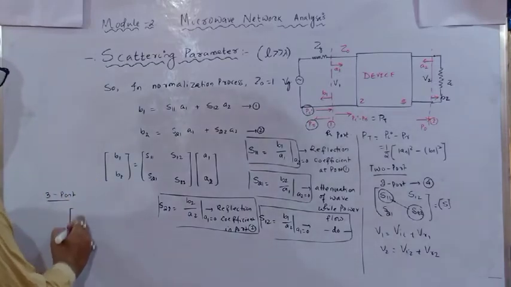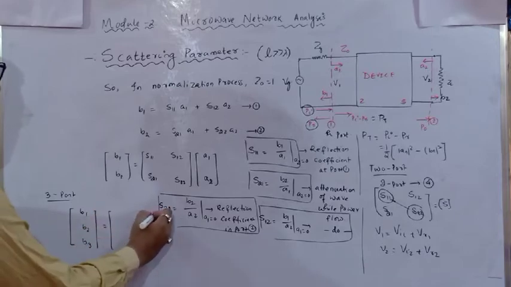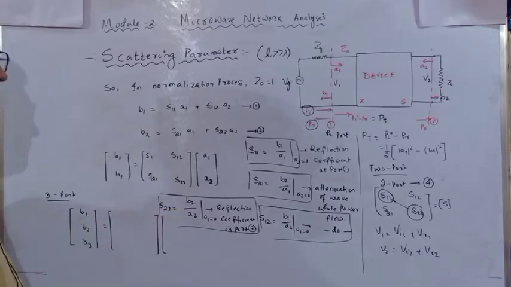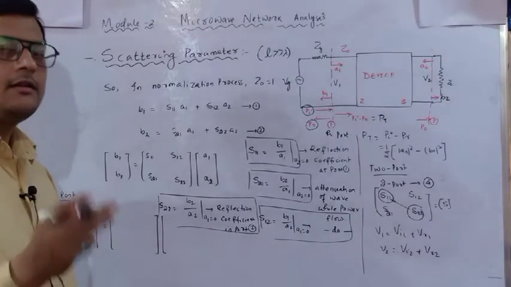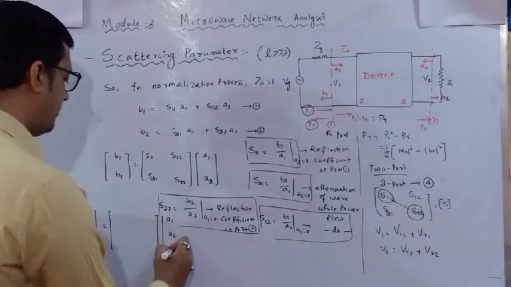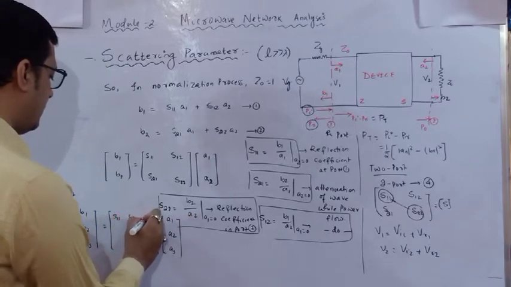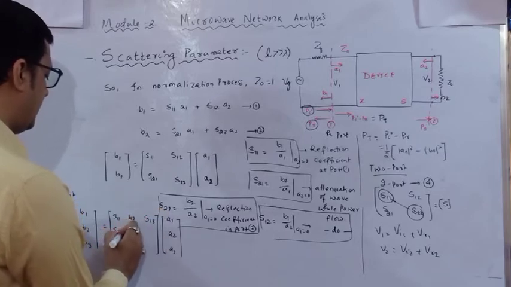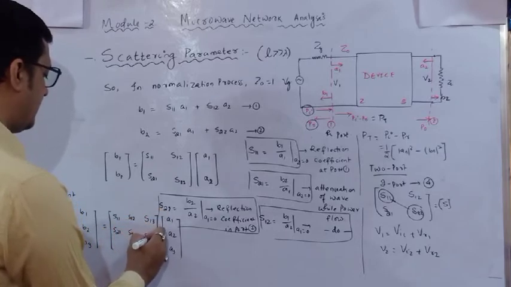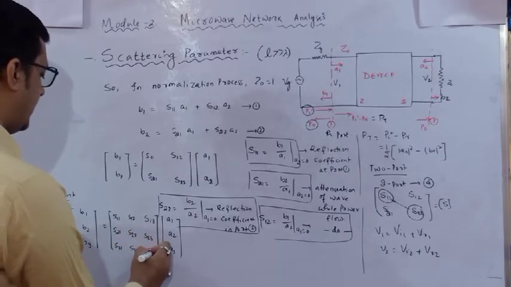That means how many elements am I going to identify? It is B1, B2 and B3, because three port means there will be three incident normalized potentials and three reflected normalized potentials. So it is A1, A2, A3. Okay. S11, S12, S13, S21, S22, S23, S31, S32 and S33.